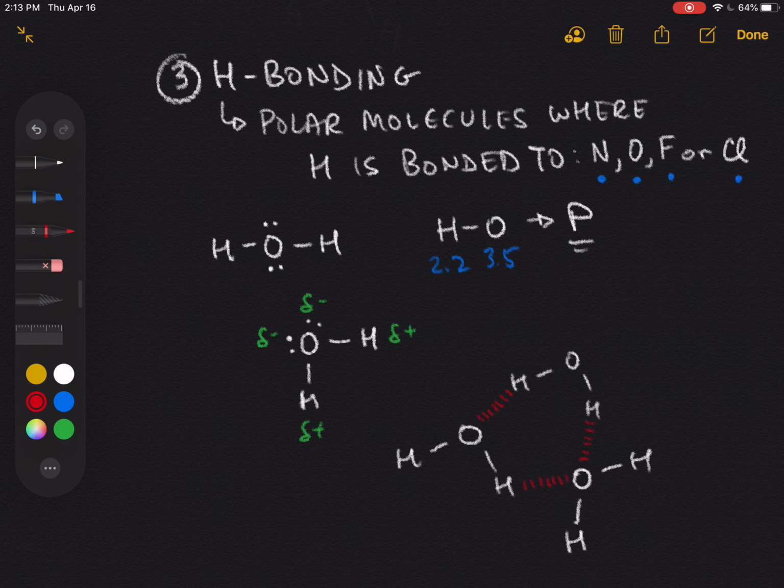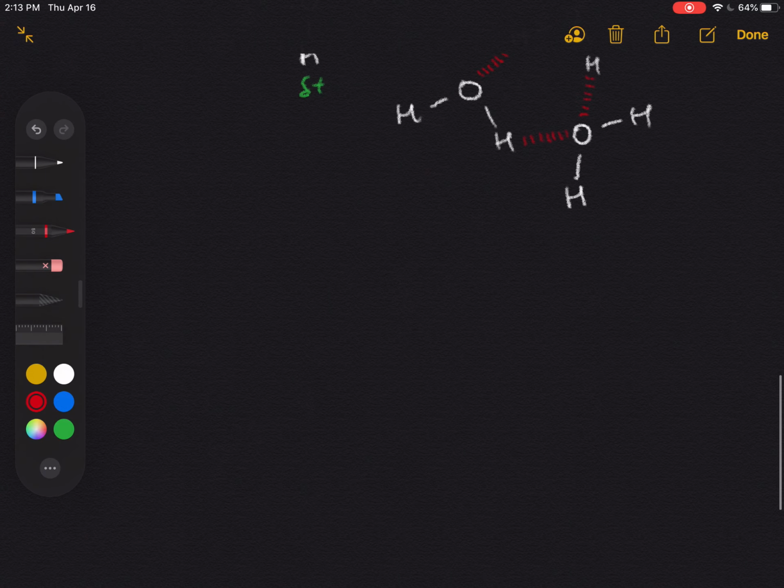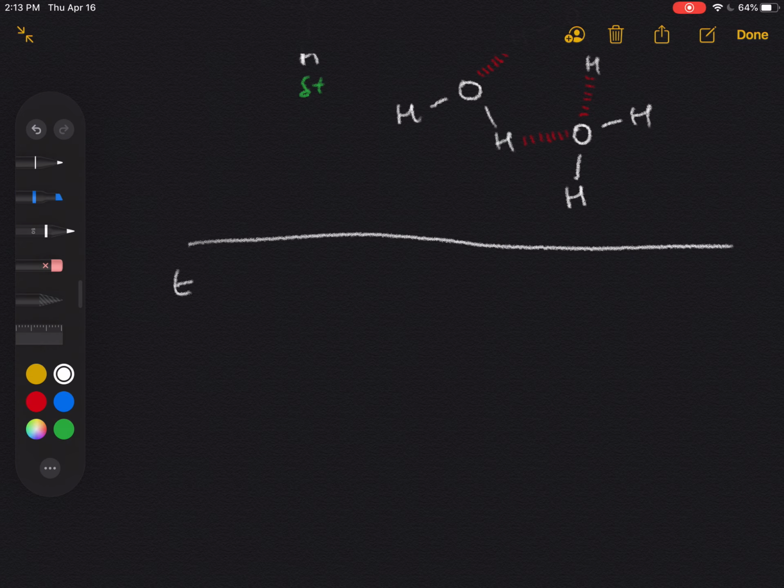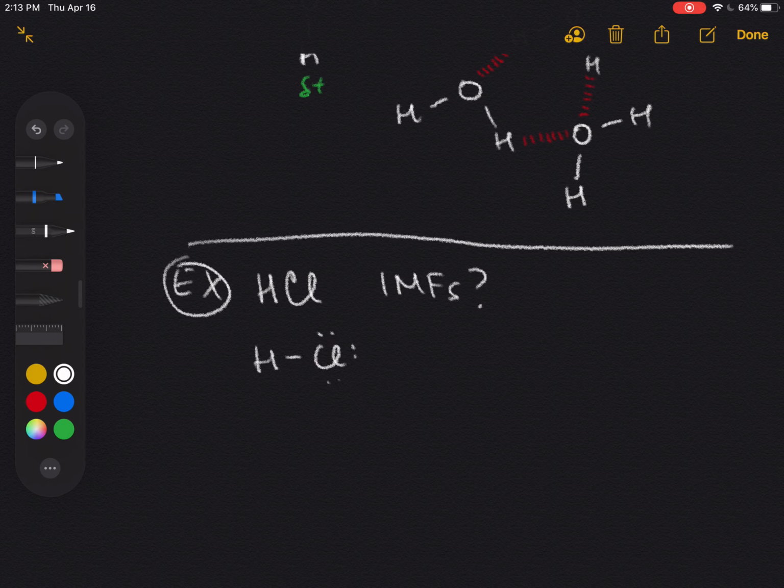All right, so let's look at an example, where we take a molecule and we're trying to work out what are the intermolecular forces acting between particles. So let's take, for an example, HCl. What are the IMFs here? Okay, so we just draw this really simply. We get HCl.